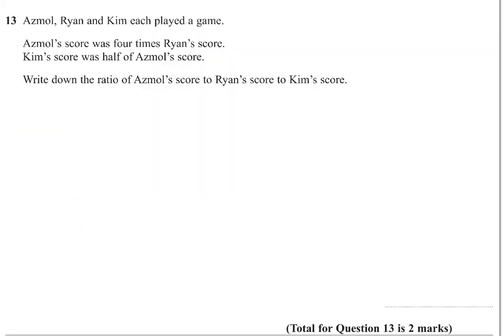Okay, Asmol, Ryan and Kim each played a game. Asmol's score was 4 times Ryan's. Kim's score was half of Asmol's. Write down the ratio of Asmol to Ryan to Kim. So we want something like A to R to K.